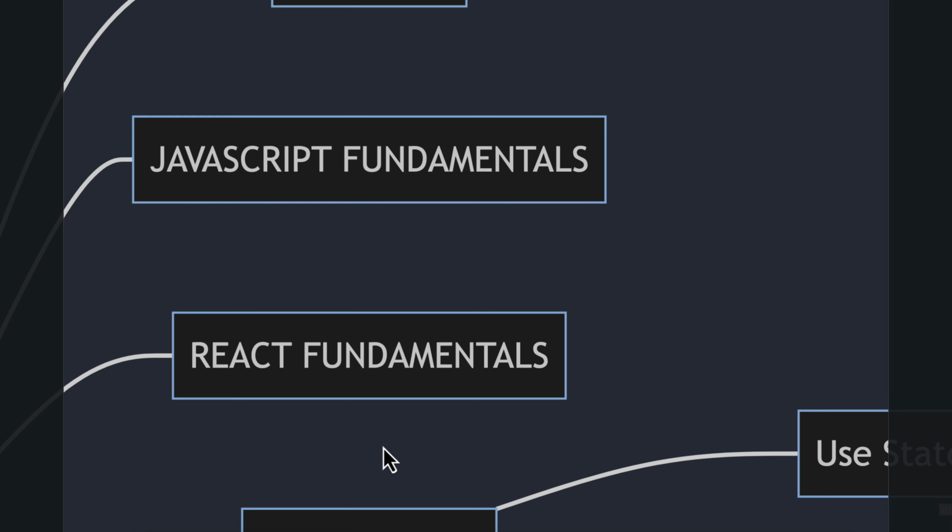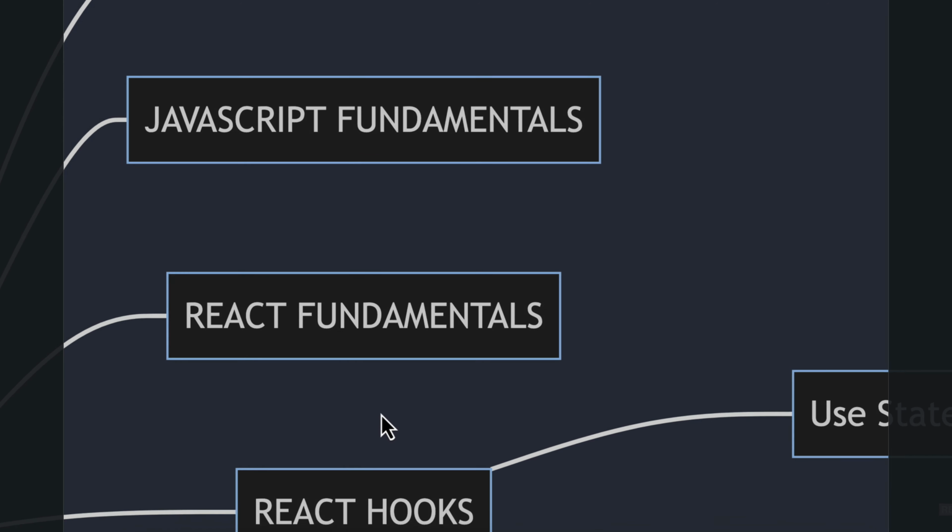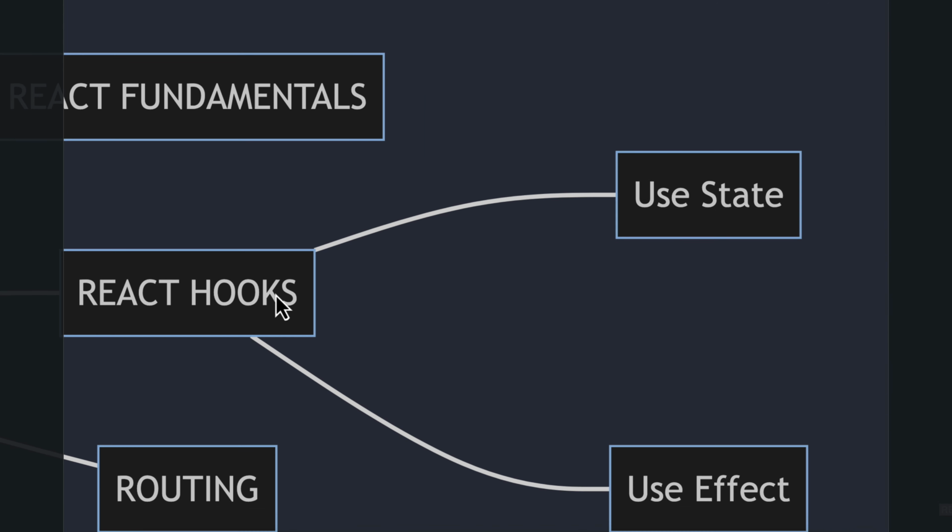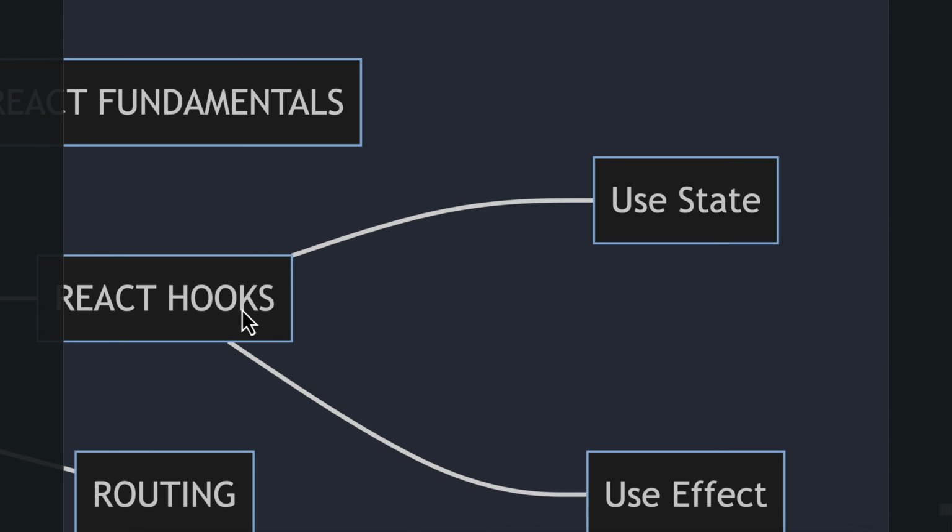maintain their own data. We then move on to React hooks, a powerful feature in React that allows you to use state and other React features without writing a class. We'll focus on two main hooks: useState and useEffect. The useState hook lets you add state to your functional components. This state can be anything from a string, number, boolean, objects, array, or any complex data structure.